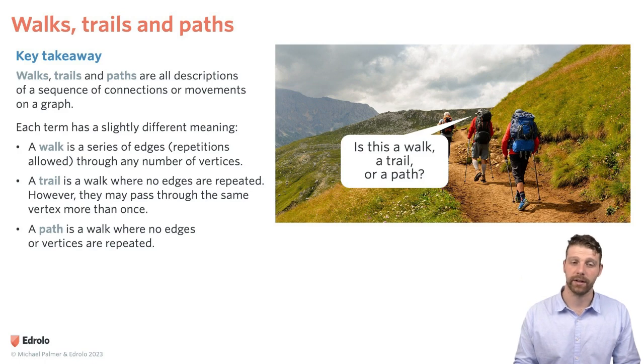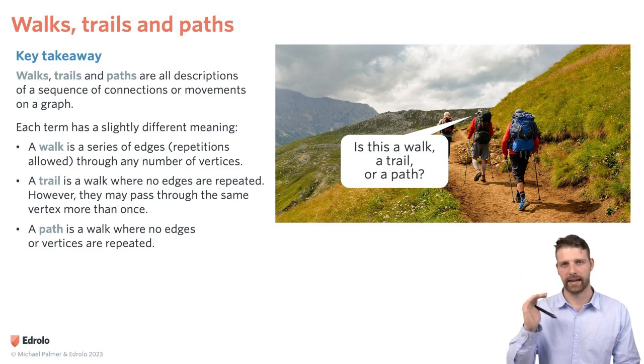A trail, however, is a walk where no edges are repeated. However, they may pass through the same vertex more than once. Degree of complexity out from this is a path, which is a walk where no edges or vertices are repeated. In a trail, we don't mind if we repeat a vertex, but in a path, we can't repeat edges or vertices. So you might think about it in that sort of ranking.